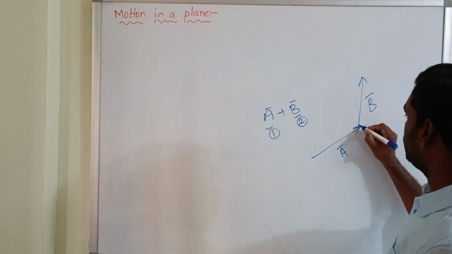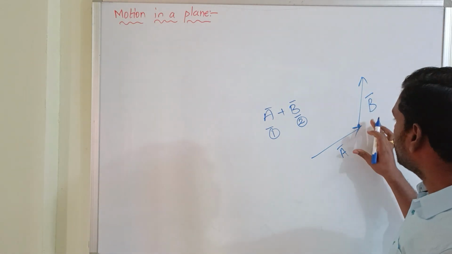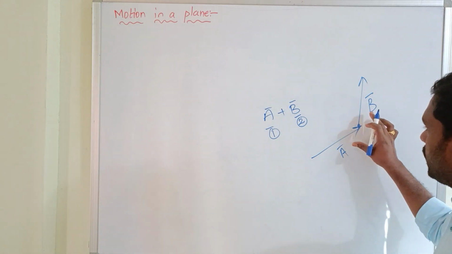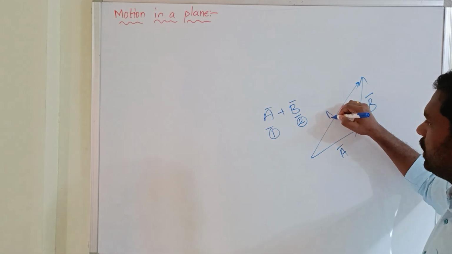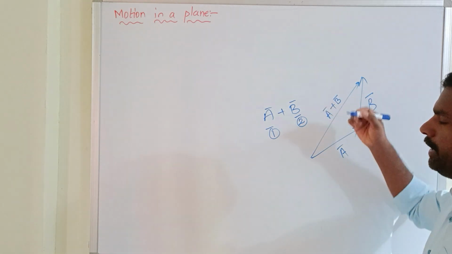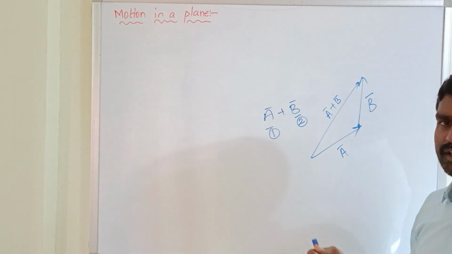If this is B, the tail of B is coinciding with the head of A, so that if these two vectors are pointing along two sides of the triangle, the third side will be the resultant of A and B. The third side will be A plus B. We have discussed this already.